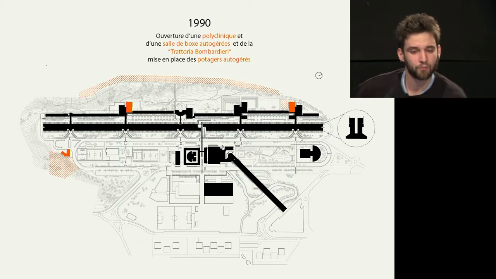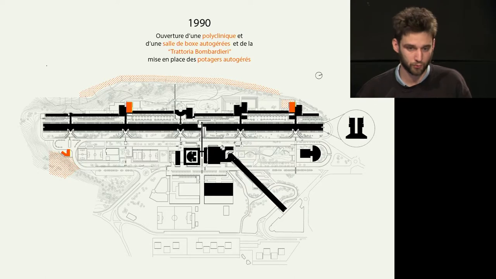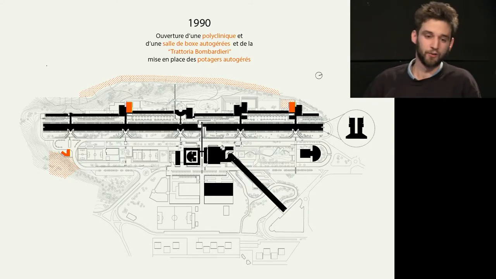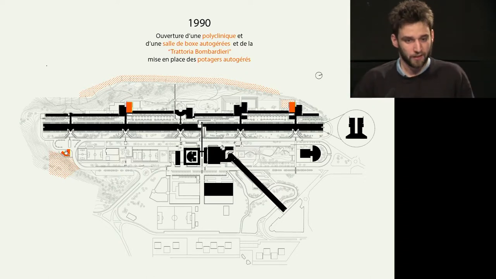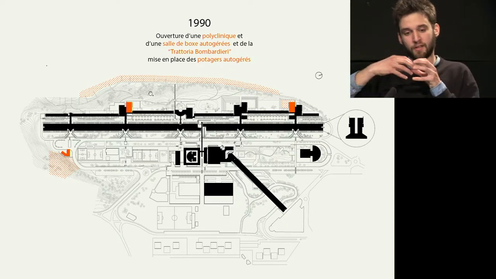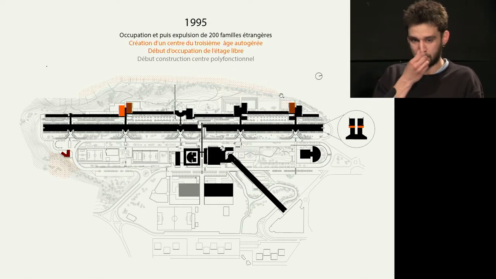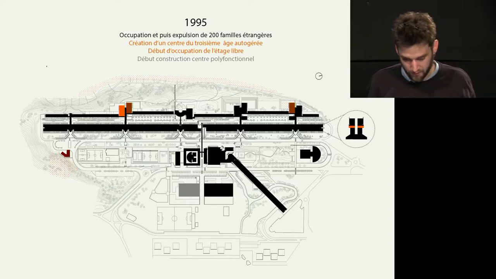So then we get to 1990, and we see a series of buildings opened up by the residents, in other words, organized by themselves through residents' associations. There was a self-managed clinic, a boxing hall, and a trattoria, a restaurant, set up. It remained within the perimeter of the project, and behind they installed kitchen gardens, which were also managed by the residents. These were spontaneously developed kitchen gardens. And then we get to 1995, which is quite an intense year.